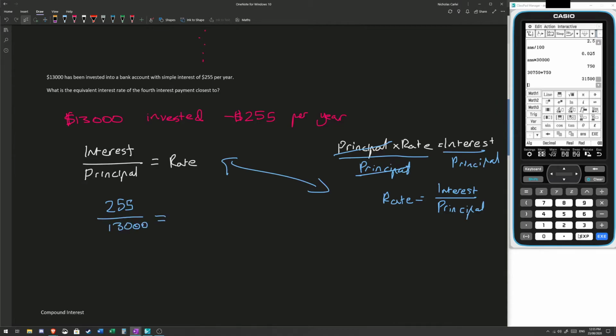And what does that give us? $255 divided by $13,000. That gives us our rate in decimals. So what do we have to do, guys? Multiply it by 100 to change from decimal to percentage. 1.9615%. Now, that was one of the answers to the multiple choice, okay? But this is in the first year.